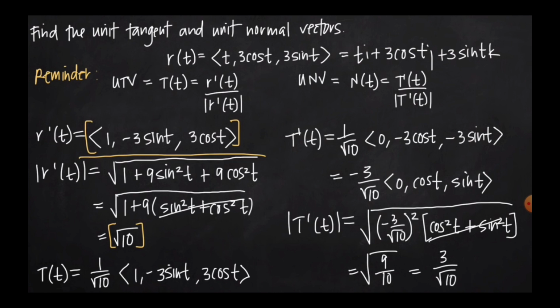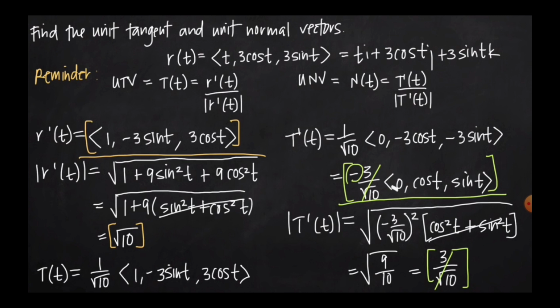Now, to find our unit normal vector, remember that we have here the derivative of our unit tangent vector divided by the magnitude of the derivative of the unit tangent vector. We found those two components. Basically, we're saying this value here divided by this value here that we just found. So as you can see, we have this negative 3 over root 10 in the numerator. We have this 3 over root 10 in the denominator. Those will cancel, and we'll just be left with this negative sign here, the negative 1.